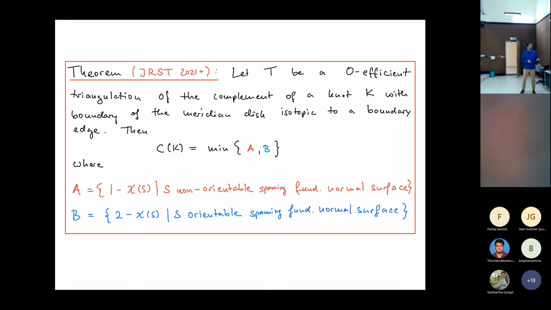Okay, so the theorem here, I think the plus. Yeah, I gave this talk at some point before. The plus can now be... It's on the arXiv, right? Okay, so.